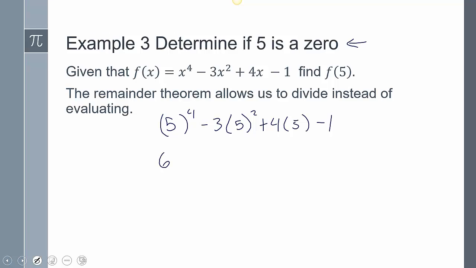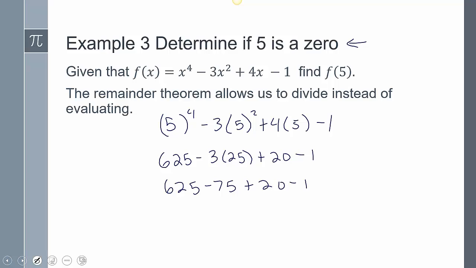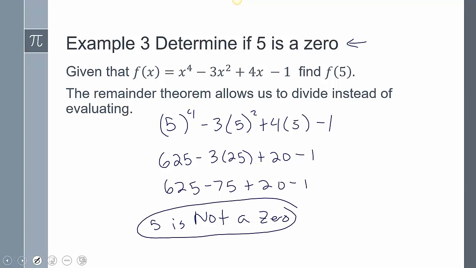And so now this is going to be 625 minus 3 times 25 plus 20 minus 1. 625 minus 75 plus 20 minus 1. As you can see, just looking at this, it is not going to be 0. So 5 is not a 0. I used the remainder theorem to just be able to verify that. Now you could also do synthetic division or some sort of division to be able to do that.